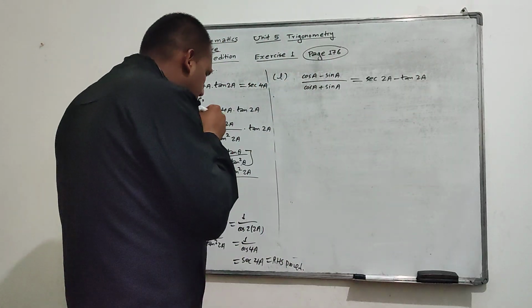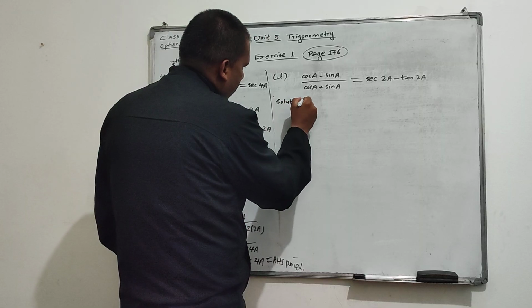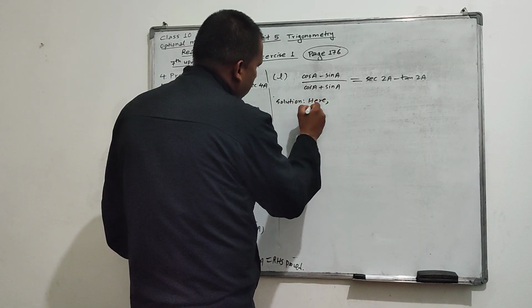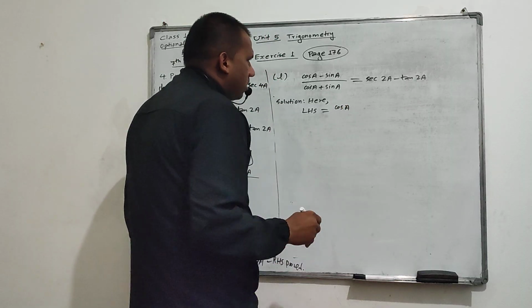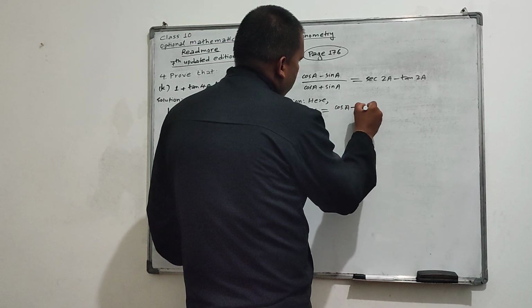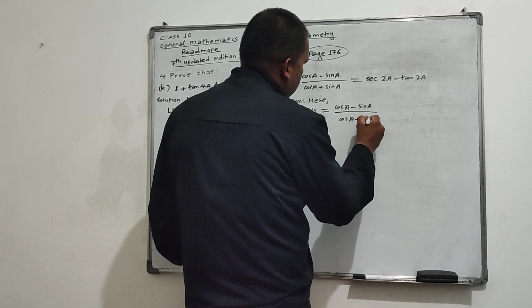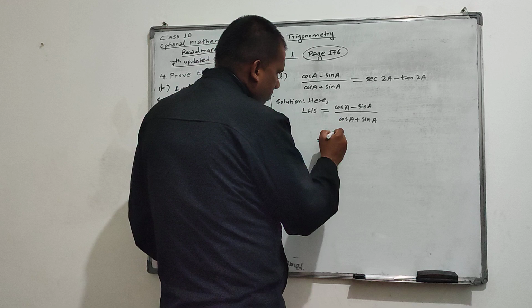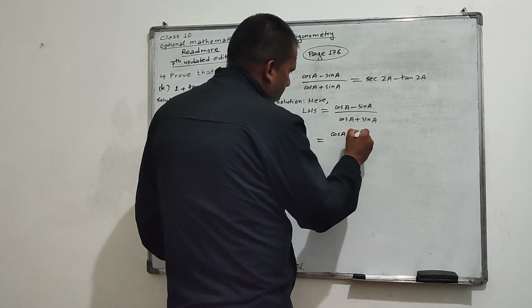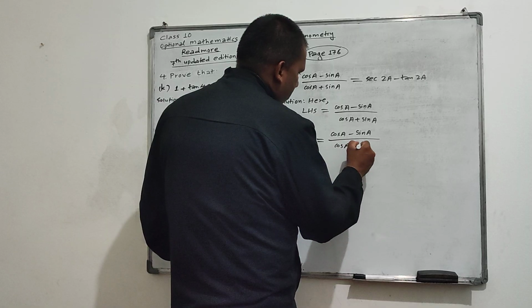Now its solution here. LHS equal to cos A minus sin A whole upon cos A plus sin A. Now this equal to cos A minus sin A whole by cos A plus sin A.